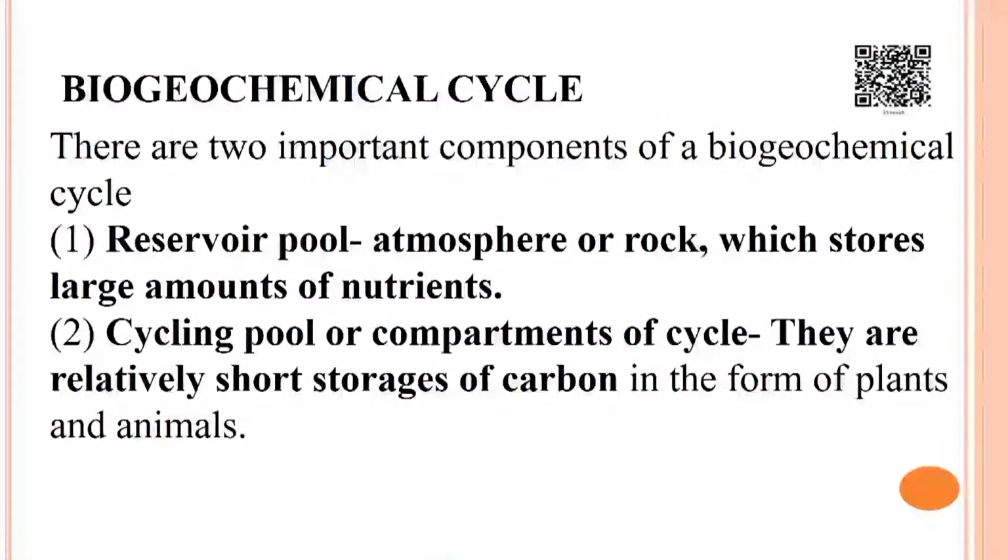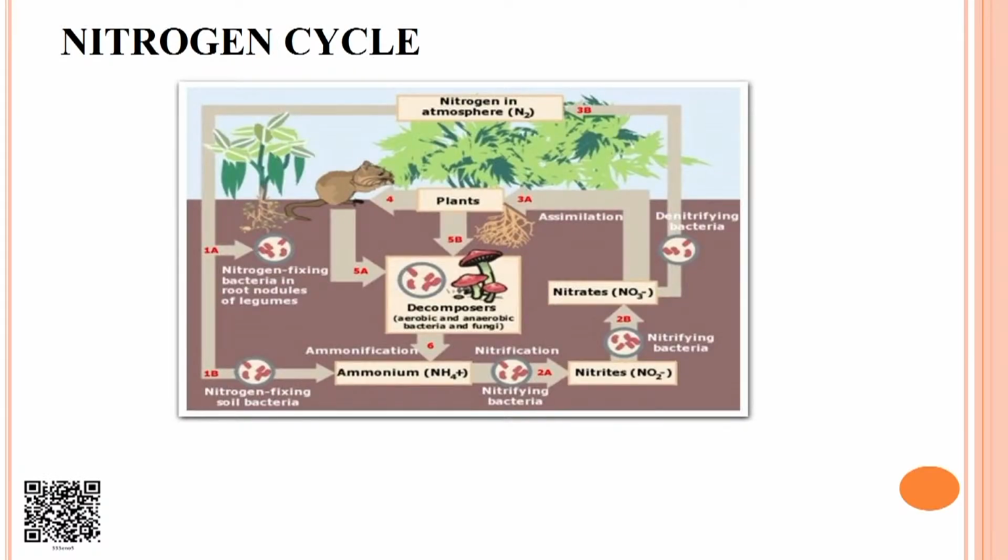There are two important components of a biogeochemical cycle, that is reservoir pool and cyclic pool. Reservoir pool means atmosphere or rock, which stores large amounts of nutrients, and the cyclic pool or compartment of cycle is a relatively short storage of carbon in the form of plants and animals. We have already told you कि we will discuss three cycles, that is nitrogen cycle, carbon cycle and hydrological cycle.